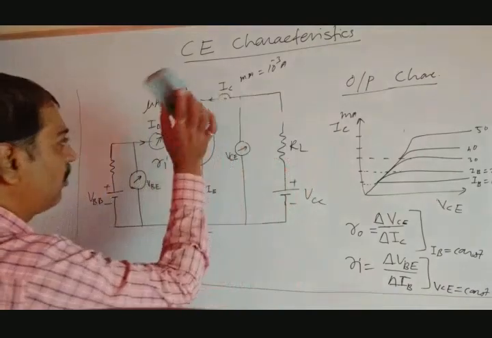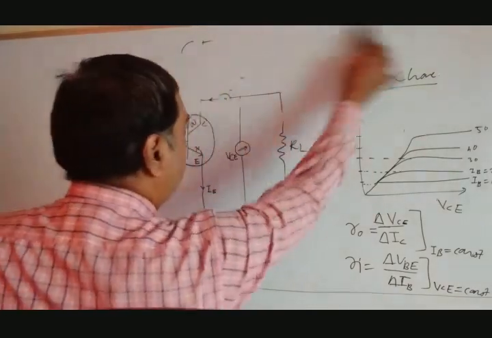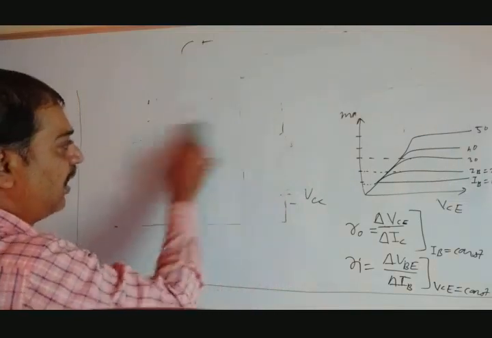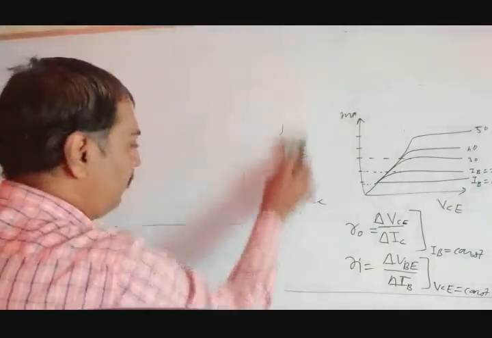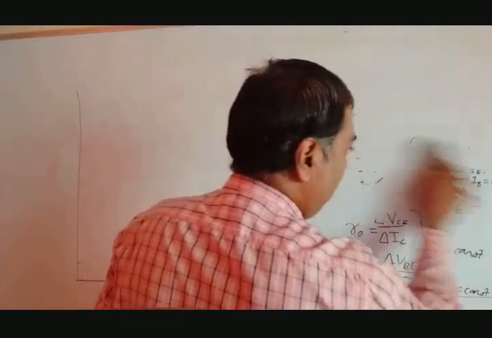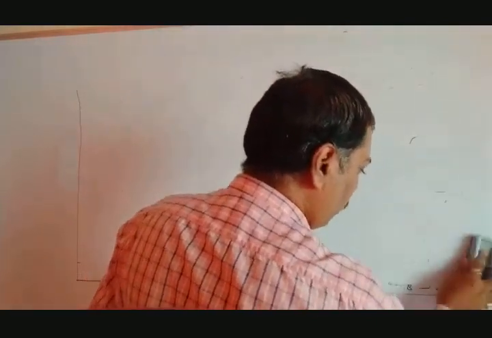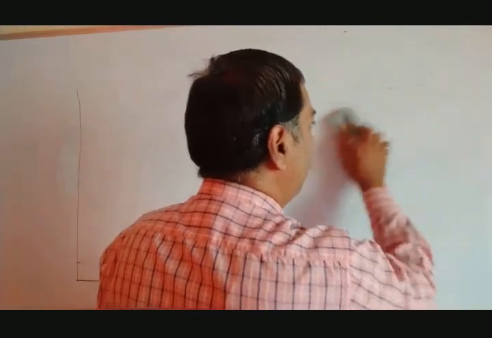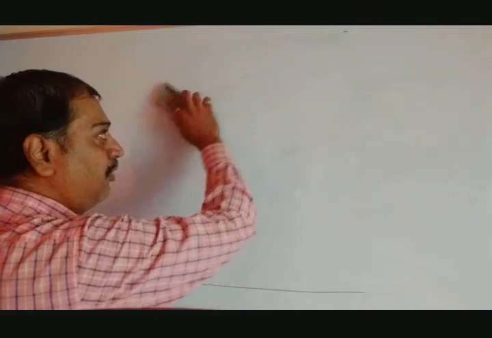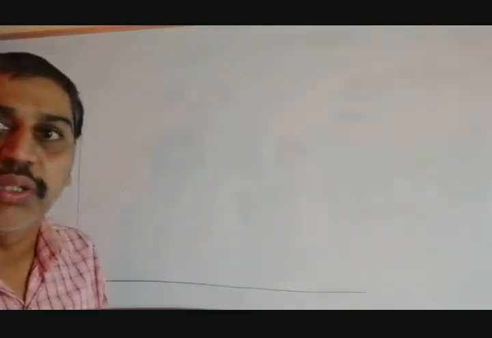Now let's go to the next topic, the transistor as an amplifier. So what exactly is a transistor as an amplifier, that we have to see here. Before going into detail, we must know what is meant by amplifier. So let's start with this. We must know the amplifier, then we can say what is a transistor as an amplifier.